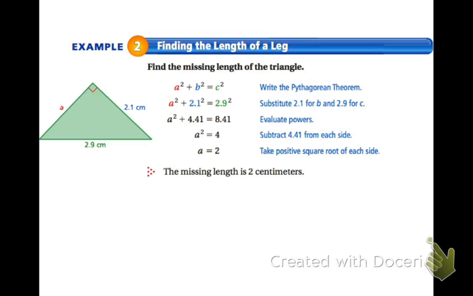So what you're doing here to solve this equation is you are subtracting 4.41 from both sides, right? Just a little bit of basic algebra here. Right, because 4.41 minus 4.41 is 0. We're left with a squared. When we get 8.41 minus 4.41, we're left with 4. So a squared equals 4. The square root of both sides gives us a is equal to 2, so 2 centimeters. We'll have a couple that we can try.